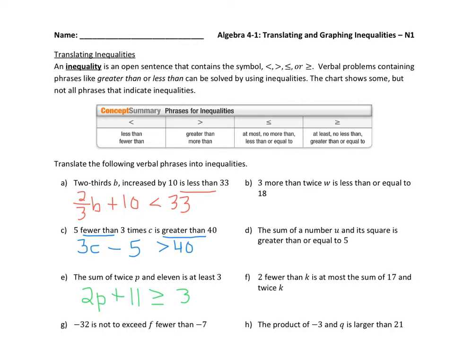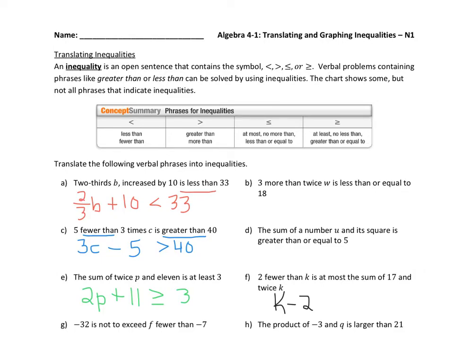Letter F. 2 fewer than K is at most the sum of 17 and twice K. Again, it doesn't say 2 is fewer than. It's 2 fewer than K. So I know that means K minus 2 is at most the sum of 17 and twice K.